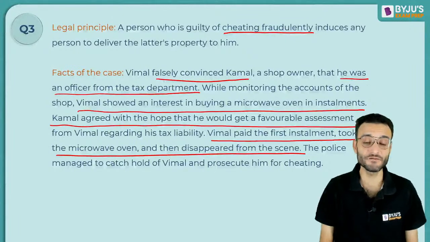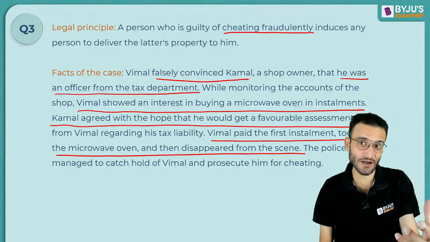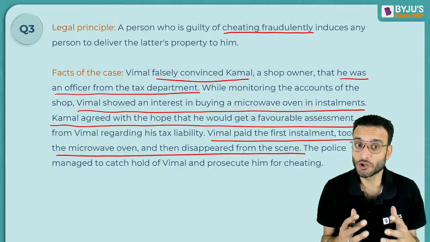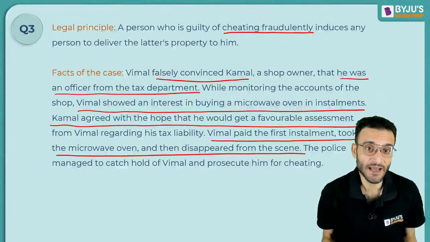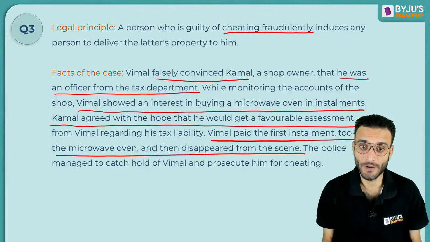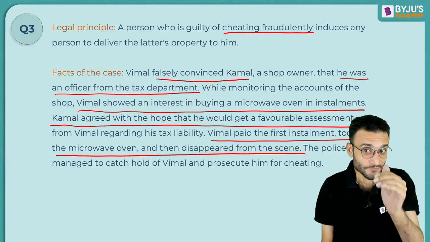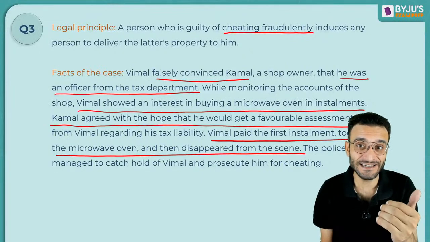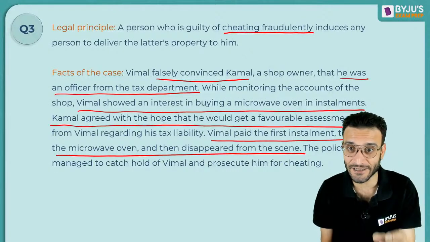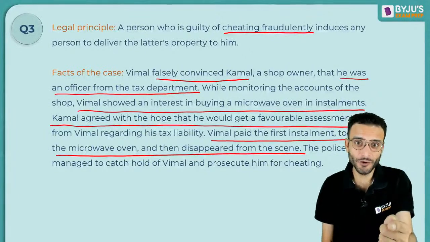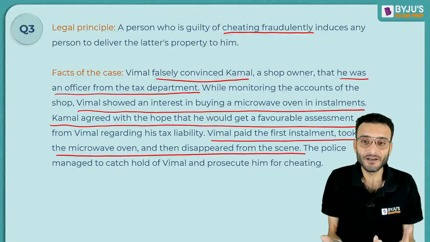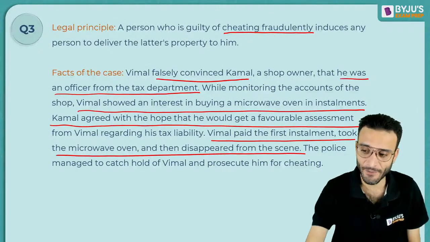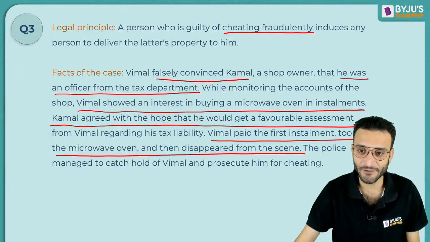Now, what is cheating? If you are intentionally, fraudulently inducing someone by showing something which you are not. So, I say I'm an income tax officer and I want to buy a microwave in 5 installments. Now, the fact that I am not an income tax officer means that I am saying something with a wrong intention to fraudulently induce you to deliver me something, the microwave over here, right? Am I clear, all of you?